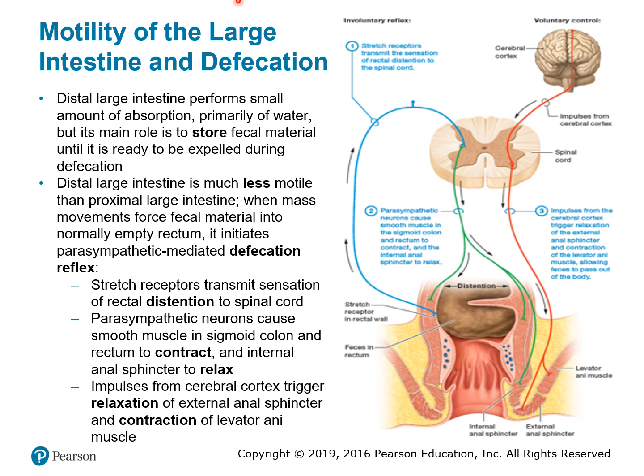Like I said, the distal large intestine is the descending and the sigmoid colon. This performs a very small amount of absorption, mainly water, but the proximal part of the intestine does the main absorption. The main role of this part is to store fecal material until it is ready to be expelled during defecation. Most of the fecal material is going to be on this part of the large intestine. The distal large intestine is less motile. It doesn't have those mass motility steps like the proximal one.